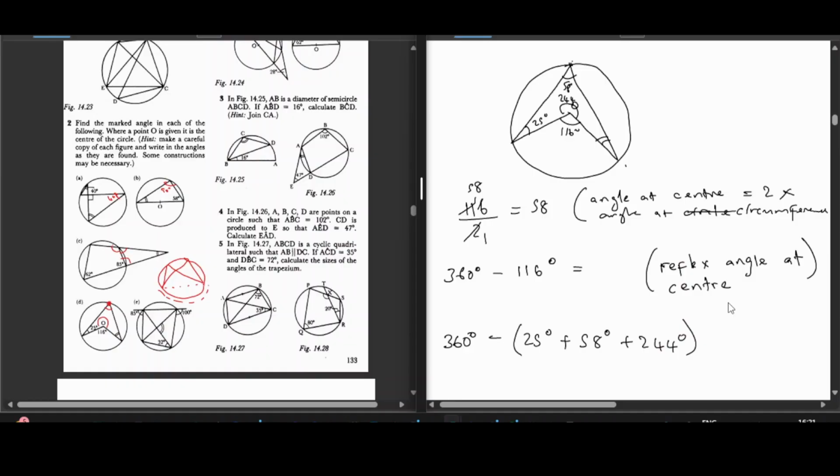So what are we going to get? 360 subtracting 25 plus 58 plus 244. It's 33. Saka panapa it's 33 degrees. As you can see, it's very different from 25. Saka most people make this common mistake. That is the reason why ndaona it's important we do it together.